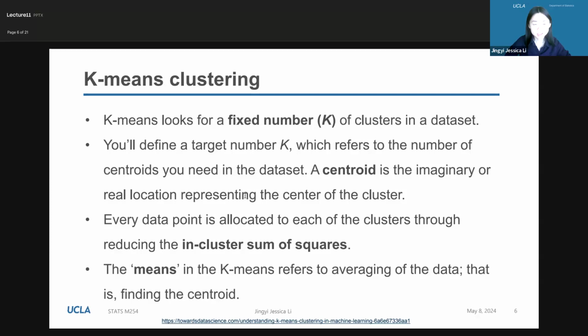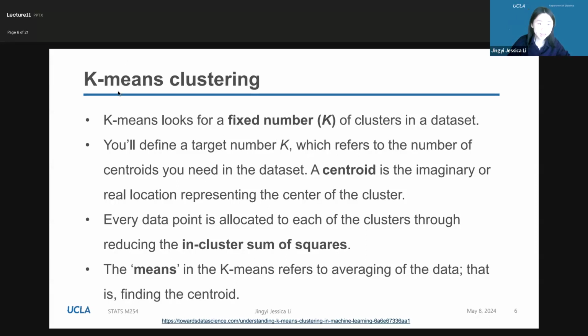All right, so K-means clustering, as the name says, K is the number of clusters. So you need to specify this number K before you do the clustering, which refers to the number of centroids you need in the data set. A centroid is the imaginary or real location representing the center of the cluster. Every data point is allocated to a cluster by reducing the in-cluster sum of squares. So what we do exactly is, if you have K centroids, you assign each data point, each observation, to the closest centroid, and each centroid represents one cluster. Then, given the assignment, you update your centroids. So it's an iterative algorithm, which is very intuitive.